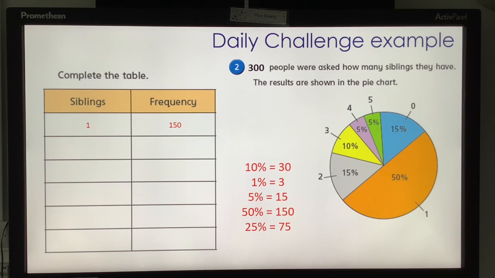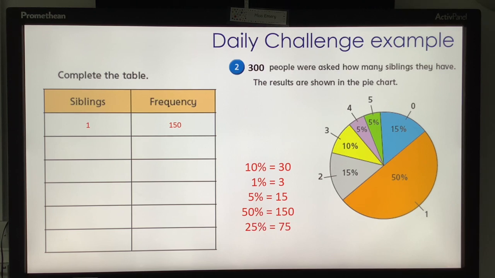The next thing to do is to do your bubble method. Now you can either write this out as a bubble, or you can just write down the key ones you need. But I've gone for 10%, which is 30, because 300 divided by 10 is 30. 1% would be 3, because 300 divided by 100 gives us 3. I've then worked out 5% by halving my 10% to give me 15. I know 50% already, because half of 300 is 150. And then I've halved that again to find 25%, which is 75. So I've got my main players there that I can use and put together if I need to.